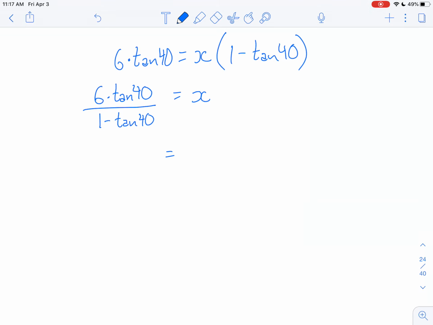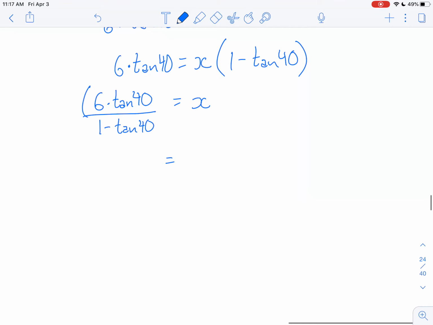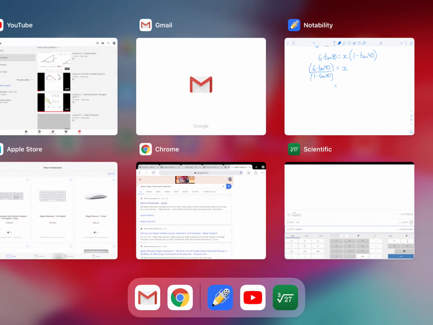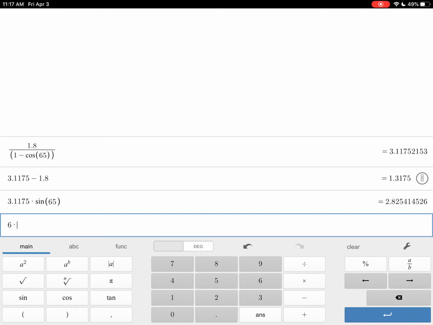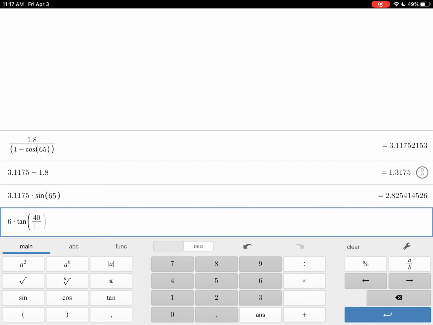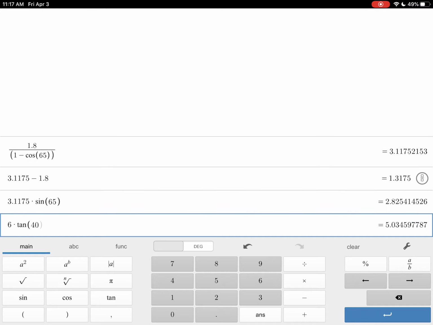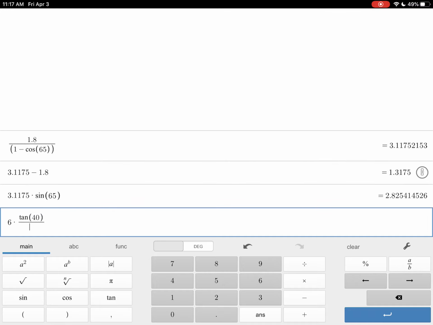So this is what we have to type into our calculator. You can put those in brackets if you want. 6 times tan 40 divided by 1 minus tan 40. So I'm going to go ahead and type that into my calculator. 6 times tan of 40 degrees divided by, nope, see my calculator was trying to divide 40 there, so clearly I need some extra brackets around this, so I'm going to end that and go divided by. That is okay, it can do that in separate steps.